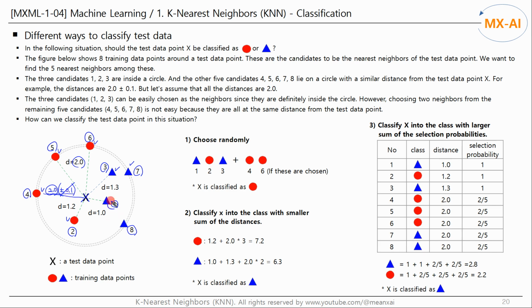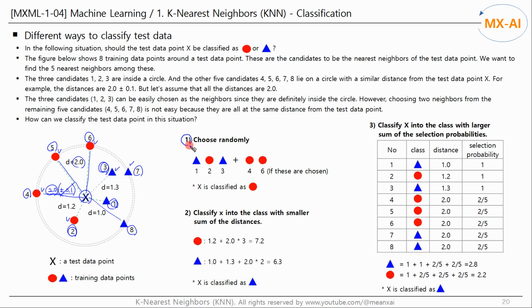The 3 candidates, 1, 2, and 3, can be easily chosen as the neighbors since they are definitely inside the circle. However, choosing 2 neighbors from the remaining 5 candidates, 4, 5, 6, 7, and 8, is not easy, because they are all at the same distance from the test data point. How can we classify this test data point in this situation? We can consider the following 3 methods.